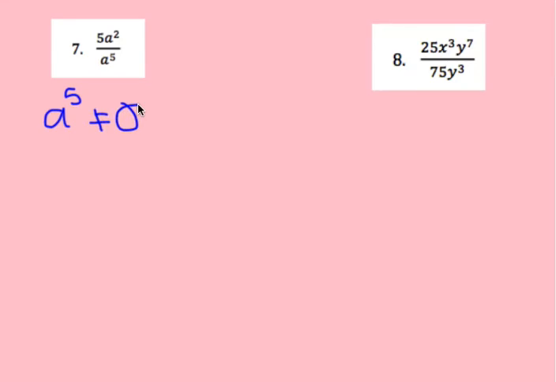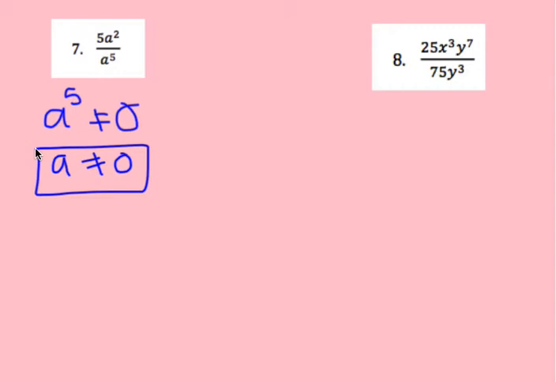So a to the fifth is the same as a times a times a times a times a. Well, the only way a multiplied by itself a bunch of times is going to be 0 is if a itself is equal to 0. So we know that a cannot be equal to 0.